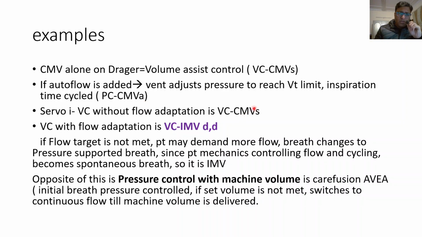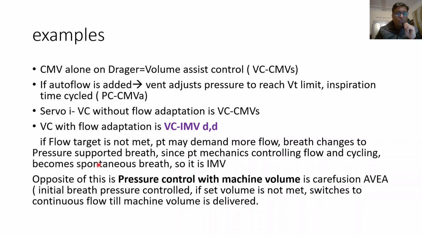More interestingly, in Maquet's mode, if you have volume control without flow adaptation, it acts like a conventional volume control mode, where breath control is volume and sequence is mandatory ventilation. All breaths are controlled, flow, time, cycling, everything. These are continuous mandatory breaths, and the targeting scheme is set point. But when you activate the flow adaptation, spontaneous breaths become possible, because if the flow target is not met, the patient can demand more flow. In that condition, the breath will change.